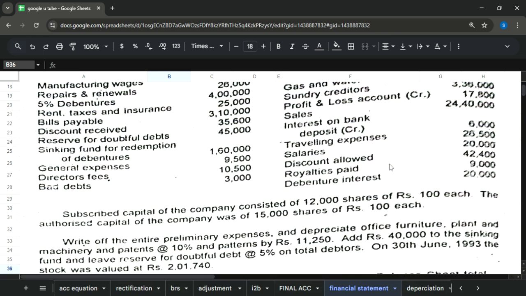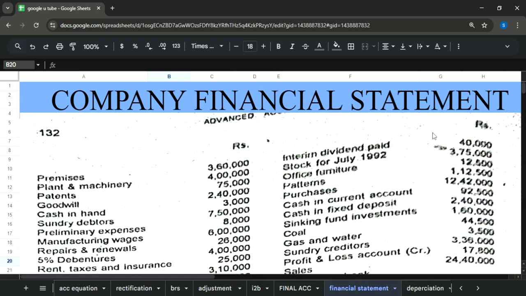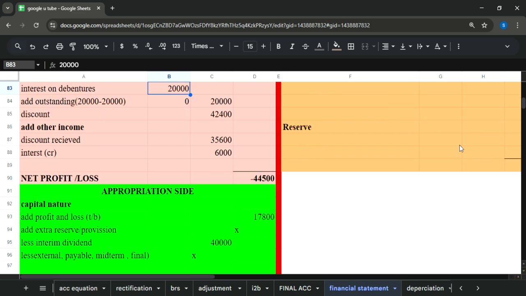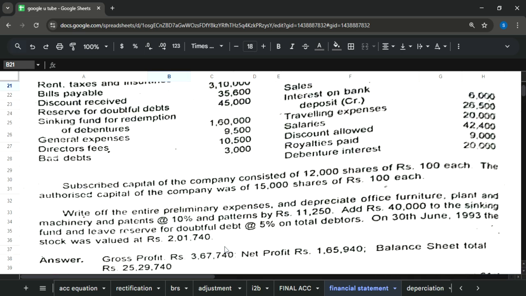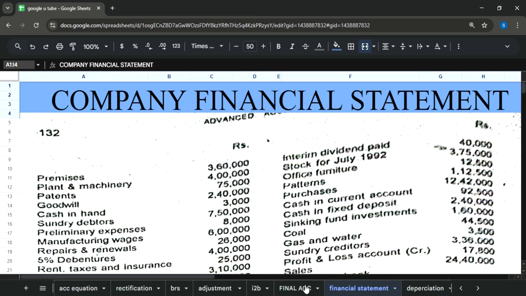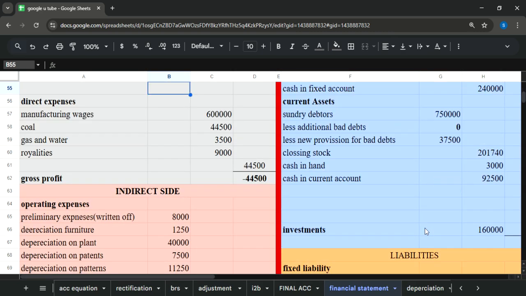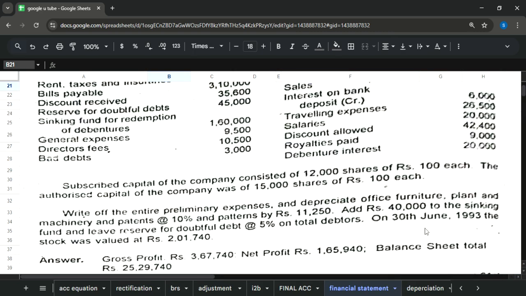The only problem is this pick can create some problem, and instead of 6,000 we may have written 26,500, so there is a trouble. So I was thinking to why not to check it again. Interim dividend 40,000, just for instance. So dividend 40,000 is mentioned, that's good. Purchase is okay, cash could be okay, fix. Coal 44,500. Yes, it is okay also.